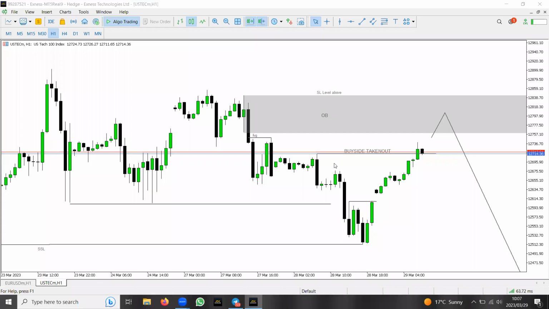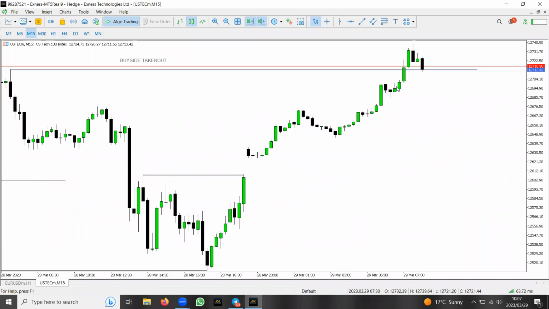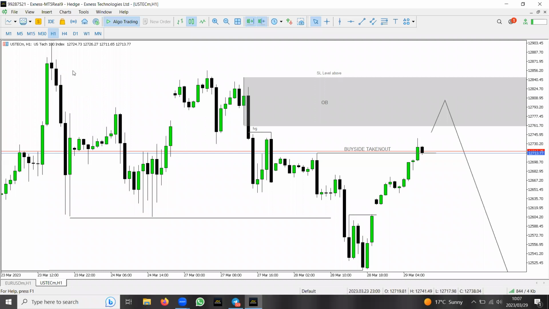Buy side liquidity has been taken out, so we're waiting. This is the retracement that we see. I think it's gonna retrace towards this order block, this area. Then it will push. It will push up again.